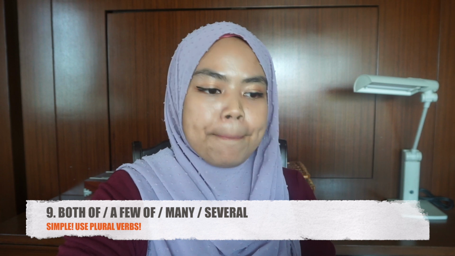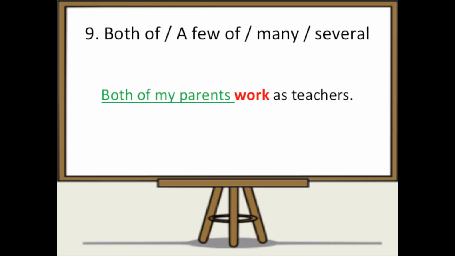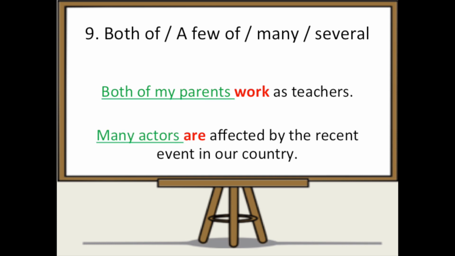Okay, the next one is the use of the words both of, a few of, many, several. Okay, I think this is pretty clear-cut for all of you. You have to use a plural verb. These are all plural nouns. Okay, for example, both of my parents. Both of my parents. Okay, two. Work as teachers. No S. Two, no S. And then many actors. Is or are? Many actors. Two, right? So for two you use no S, are. Many actors are affected by the recent event in our country.